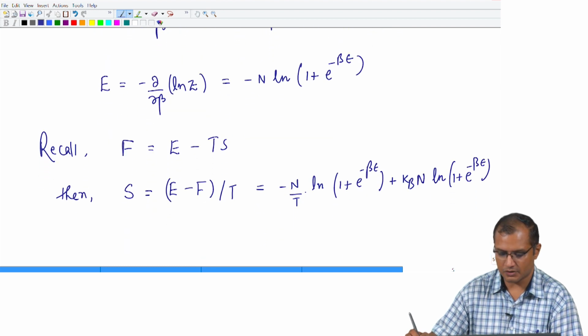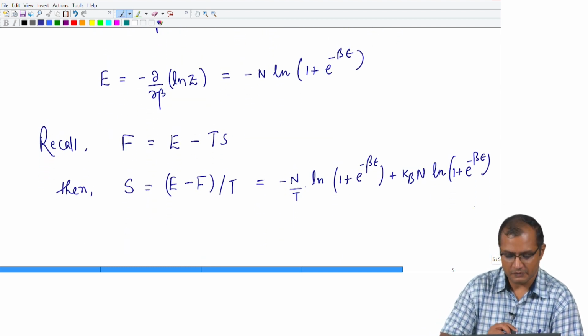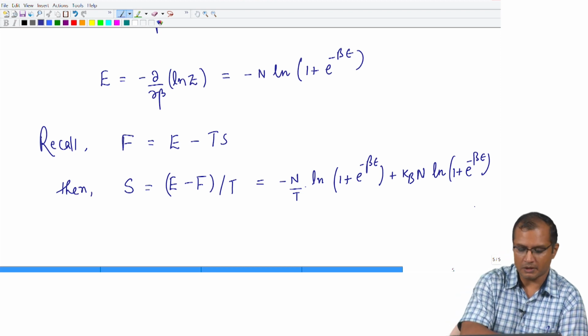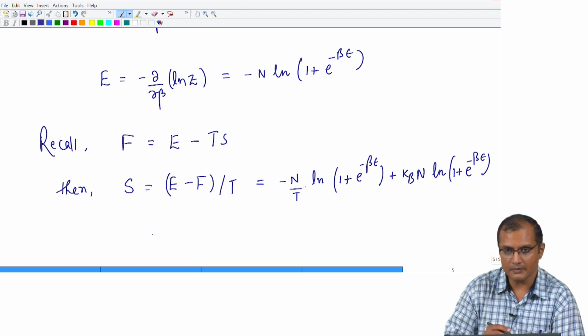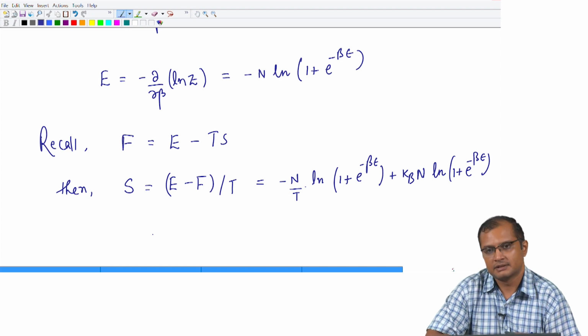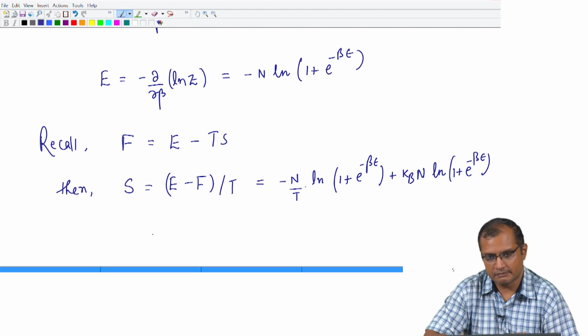So, this ends the discussion on the 2 level system. So, when we meet in the next class, we will talk about the ideal gas as an example of a canonical ensemble.